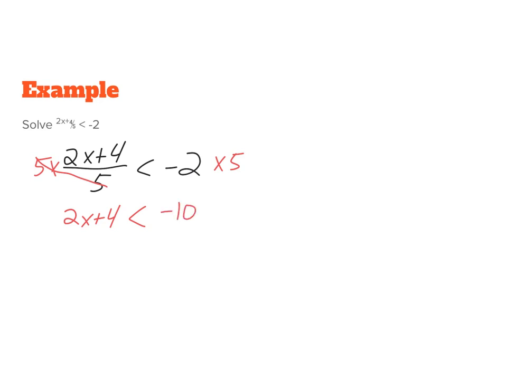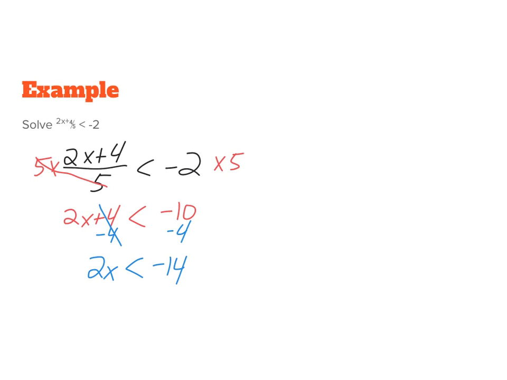From here, it looks like a normal two-step equation. So now I can go back to adding or subtracting first. You'll see I've got a plus 4 that I need to get rid of. And I can do that by subtracting 4. And if I subtract 4 on the left, I subtract 4 on the right. The 4's cancel out, leaving just 2x is less than negative 10 minus 4, which is negative 14.